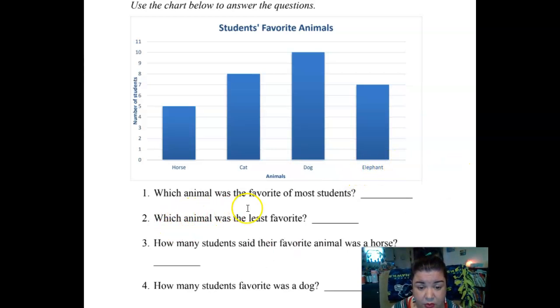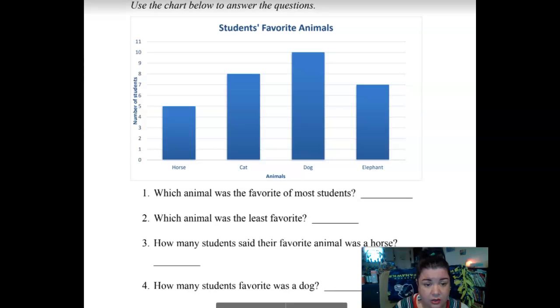So which animal was the favorite of most students? Look at that bar graph. If you need a couple seconds to think about it, you can pause the video before you find the answer. So, which animal was the favorite of most students? The dog. Yeah, the dog has the tallest graph. It's at 10. Which animal was the least favorite of the students? So the smallest graph, the least favorite. Which one is that? Pause the video if you need to.